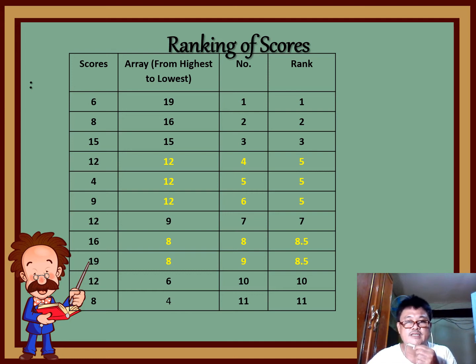So the first step is to write an array. An array is the arrangement of scores from highest to lowest or vice versa. So let us say that the arrangement is from highest to lowest. So the highest score at the first column is 19. So you're going to put that there at the top. The next score is 16. So that will be the second, followed by 15, then down to 4.